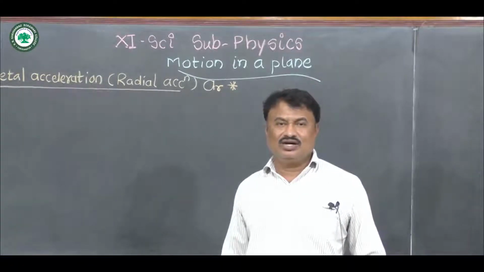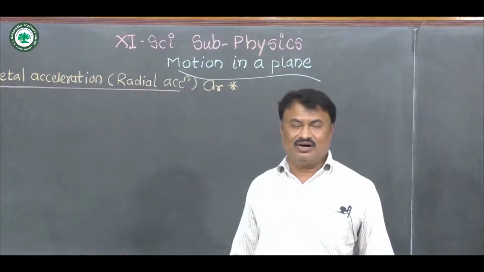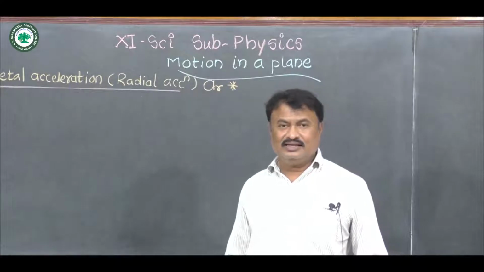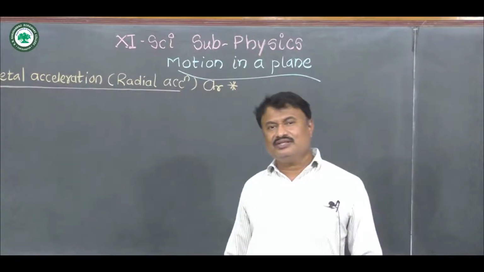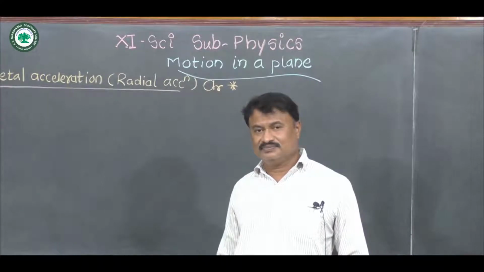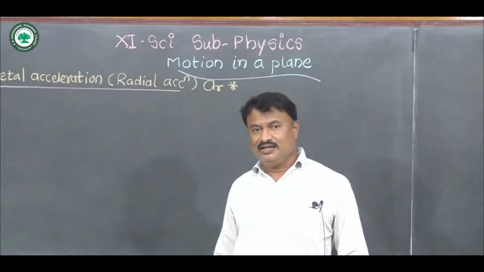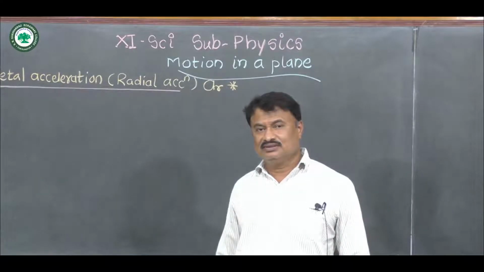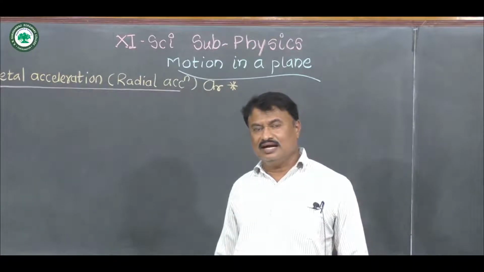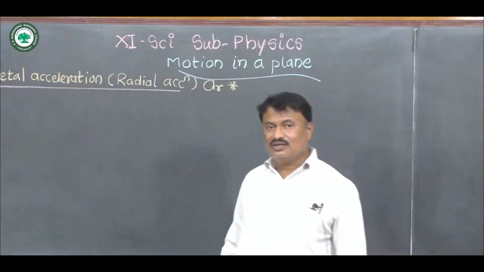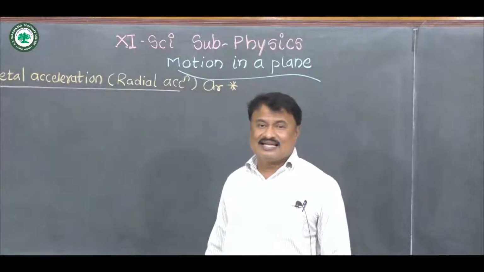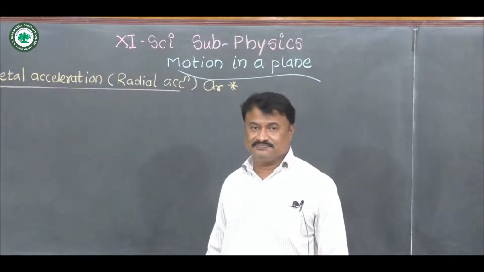Today I deliver a lecture on motion in a plane from 11th Science. In the previous lecture we studied about uniform circular motion. In uniform circular motion, angular speed is constant. And therefore, in a uniform circular motion, there is only radial acceleration or centripetal acceleration.